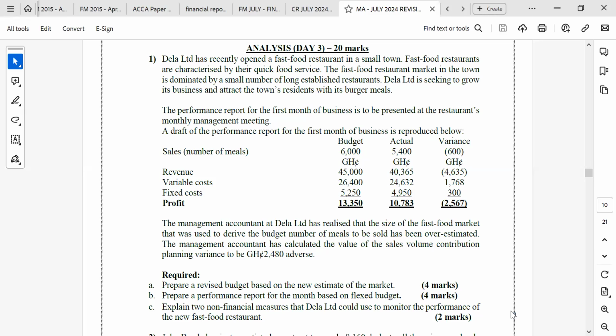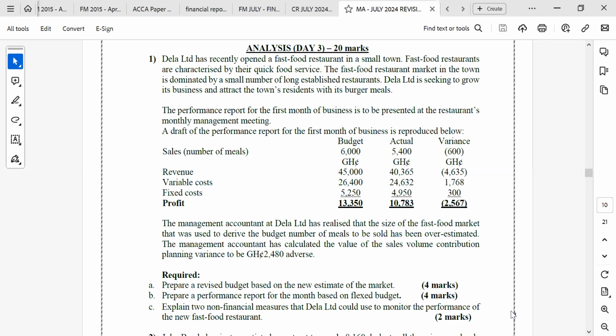Prepare a performance report for the month based on the flex budget. So with the flex budget, what we do is that it is the actual variance that we calculated. So we ignore the planning and operational, we just look at the difference at once. We have estimated for 6,000 and they have sold 5,400. So what is the variance resulting from this? That is what we are going to be doing. That is a flexible budget.